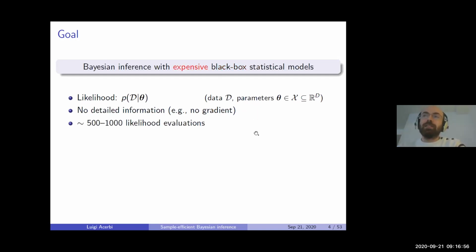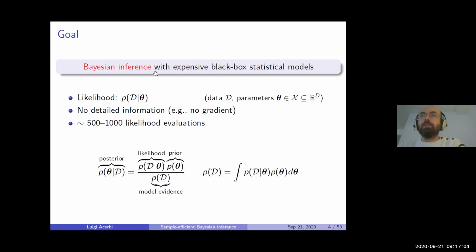It's expensive in the sense that maybe we can take on the order of 50, maybe up to 1,000 likelihood evaluations, but not many more. And we want to do Bayesian inference, which you may be familiar with, I presume. But just as a quick recap, we want to be able to compute a posterior, given a prior and likelihood. And also, we might be interested in computing this integral here, which is the model evidence.